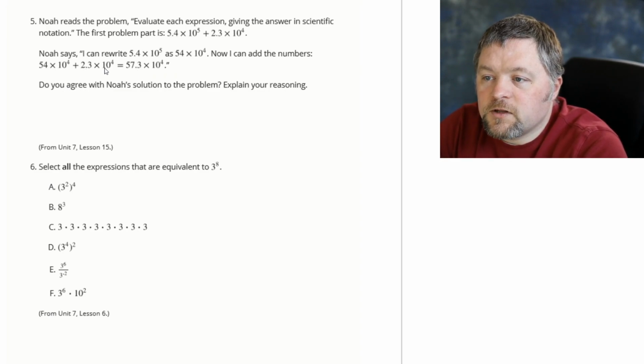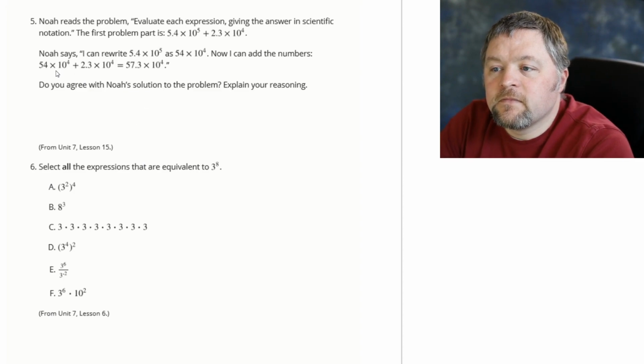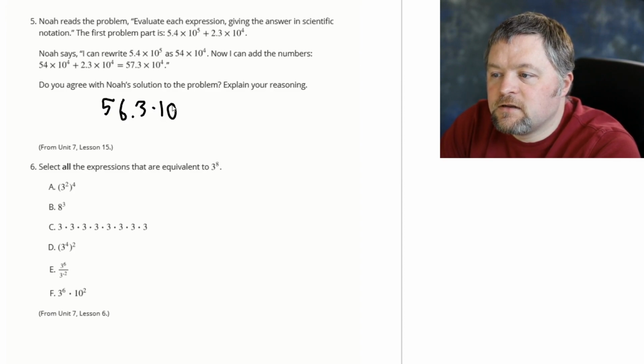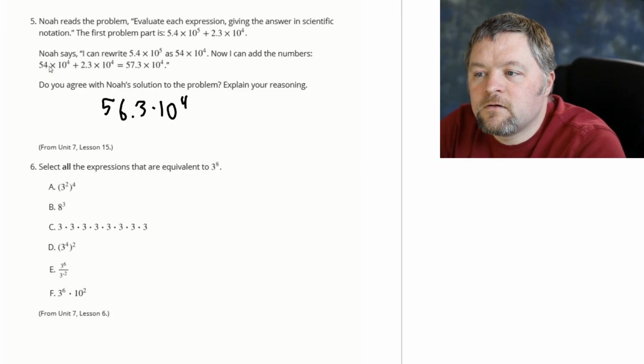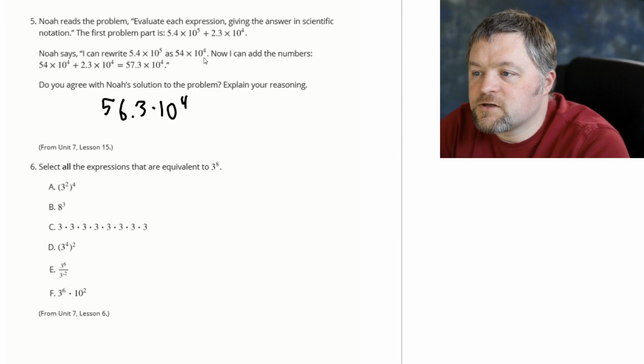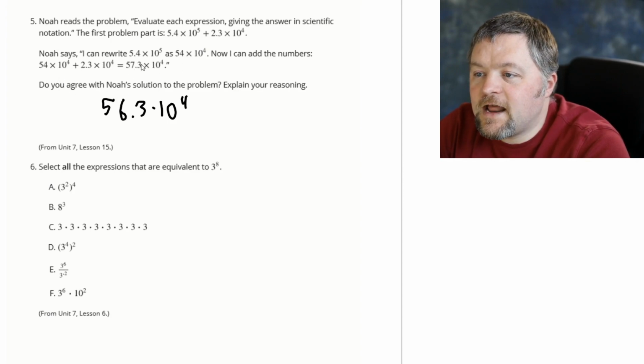Well, 54 plus 2.3. What is 54 plus 2.3? 54 plus 2.3 is 56.3 times 10 to the power of 4. So Noah had a small mistake in his addition. His first step was okay, converting so that we had the same power of 10, but then he made an adding mistake.